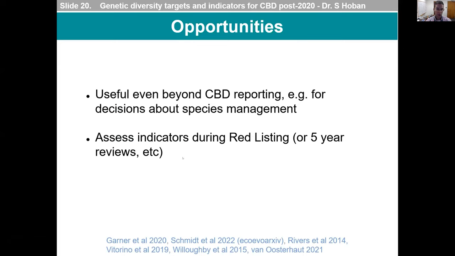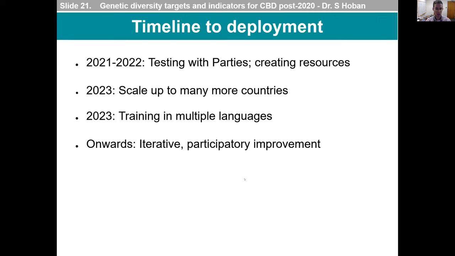We also want to point out that the indicators are useful beyond CBD reporting. So they are not just for reporting, but the NE500, the populations maintained, and the DNA monitoring can help inform decisions about species management. So actually having practical use. And we see an alignment with the red list process. Gathering data for these indicators could take place during red list workshops or red list updates. And so indeed making compilation of the indicators even faster.